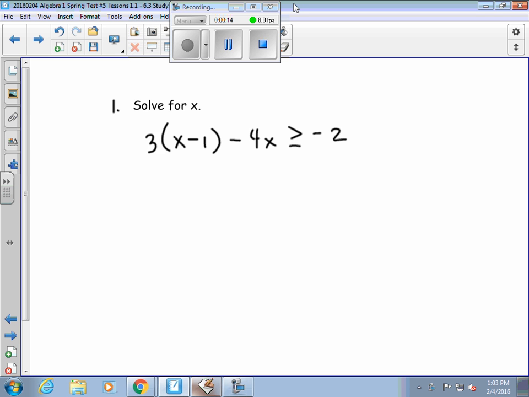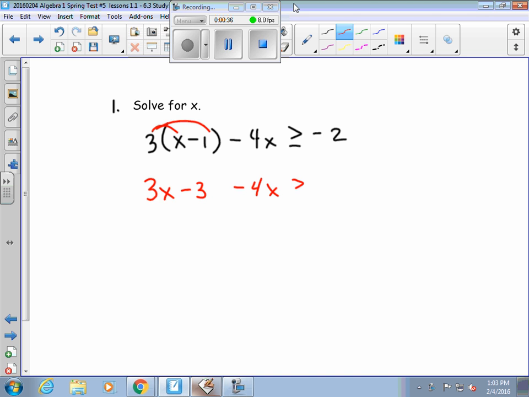Before you try to bring anything across the inequality sign, you have to simplify each side. Order of operations tells us we need to do multiplication before we do minus 4x. So we need to distribute 3 times x and 3 times negative 1. 3 times x is 3x. 3 times negative 1 is minus 3. We still have negative 4x there.